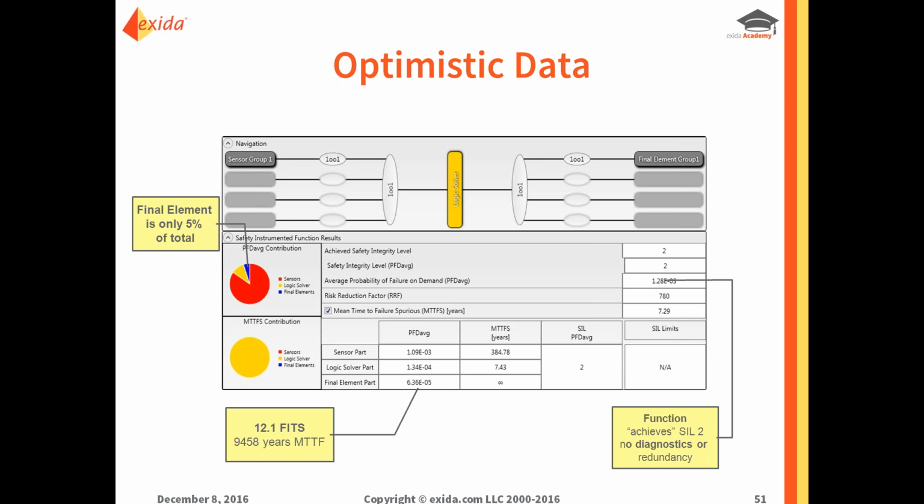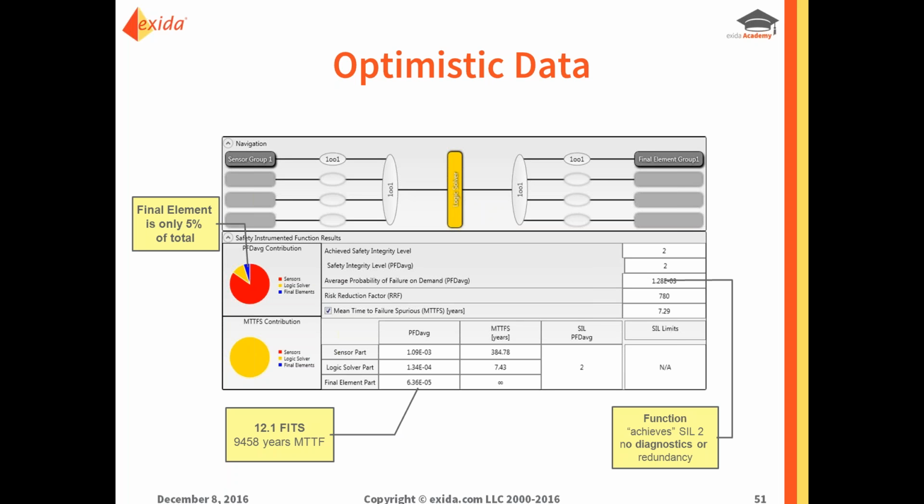If you can see in blue in the pie chart, the final elements are only 5% of the total, which we know from experience usually takes up the majority of the PFDavg contributions. Then we look at the PFDavg, and we see that this achieves a SIL 2 with no diagnostics or no redundancy. Well, that's awesome. Great, I can set this whole SIF in, I never ever have to test it, and there only needs to be one, and I'm good to go. I can plug it in and completely forget about it.